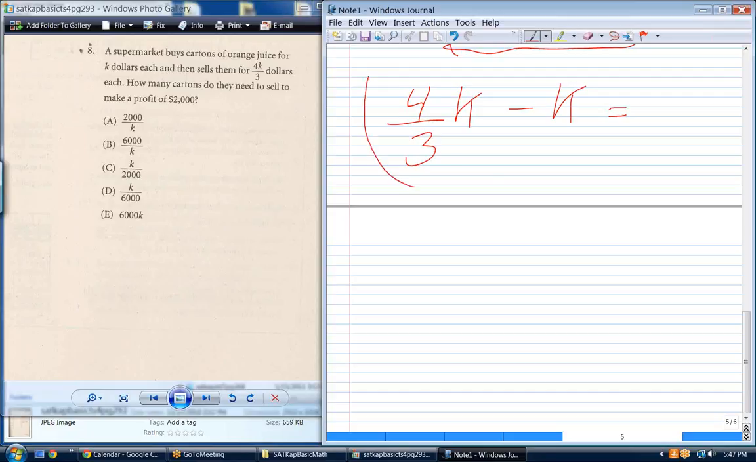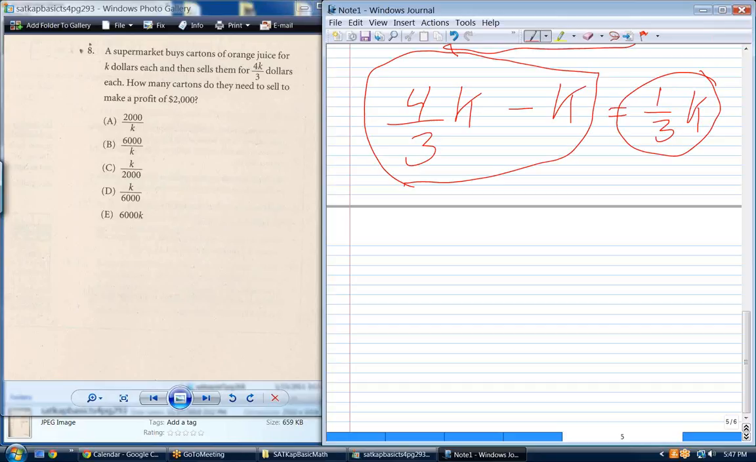So what is 4/3 K minus K equal to? The profit. If you have 4/3 of an apple and you subtract a whole apple, how many apples do you have left? A third. Okay, 1/3. This is the profit on each carton of orange juice.